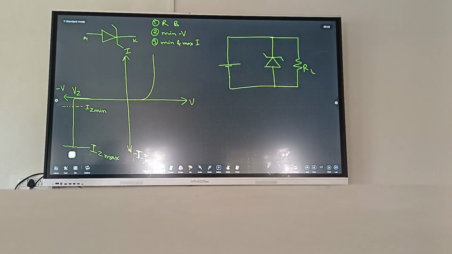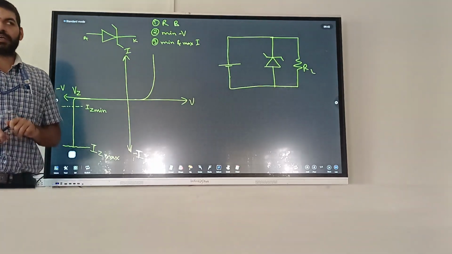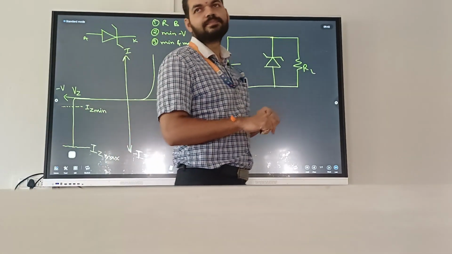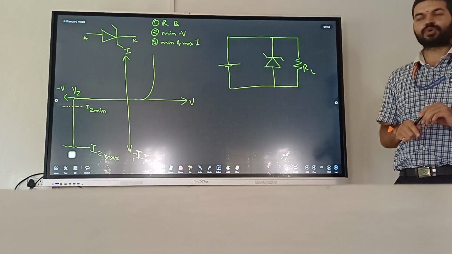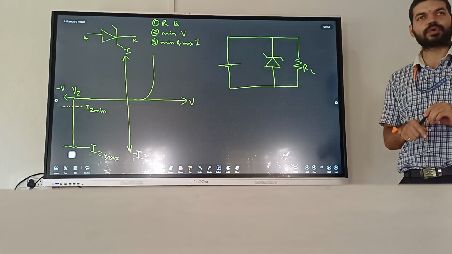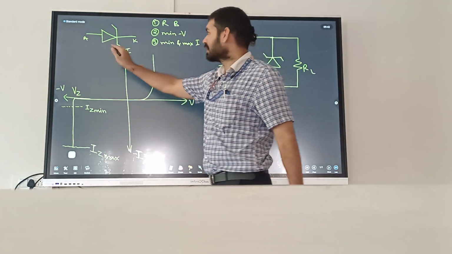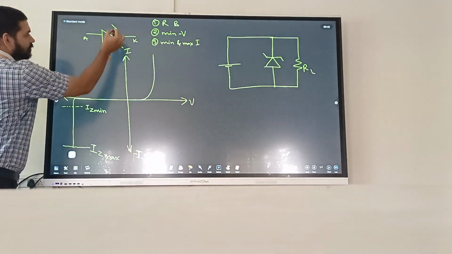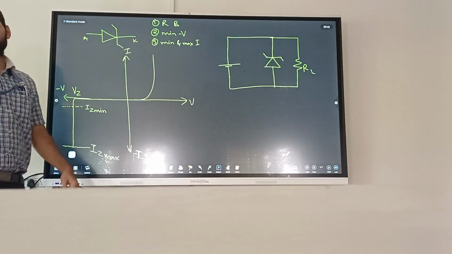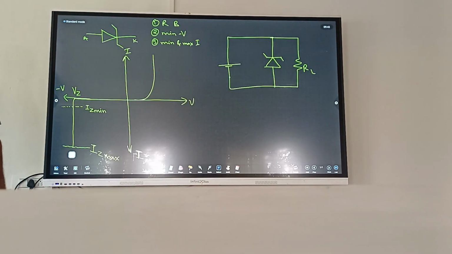So continuing further, we will study Zener diode, which can be used as voltage regulator. Zener diode is a special type of diode whose doping concentration is more compared to normal diode. This is the symbol, where we have some tape that represents Zener diode. And this is the VI characteristics of Zener diode.